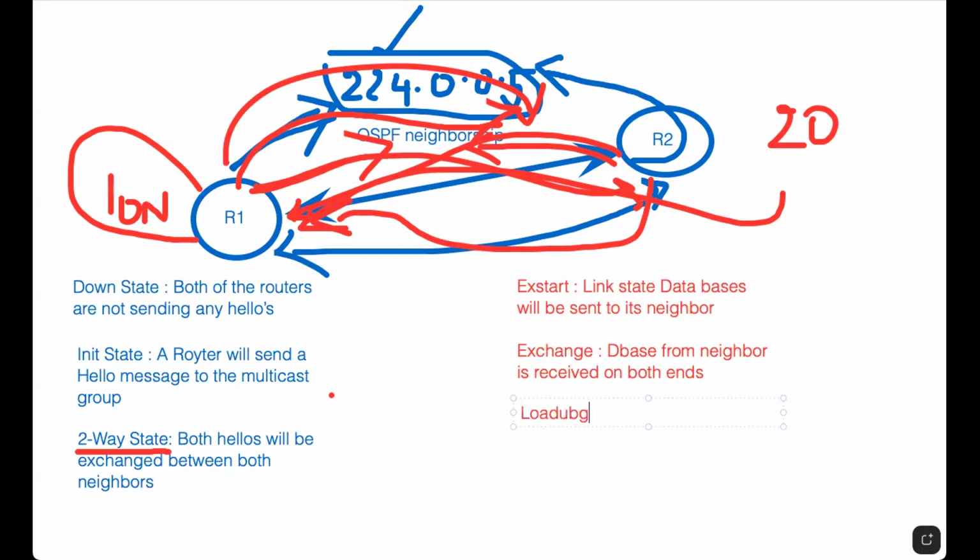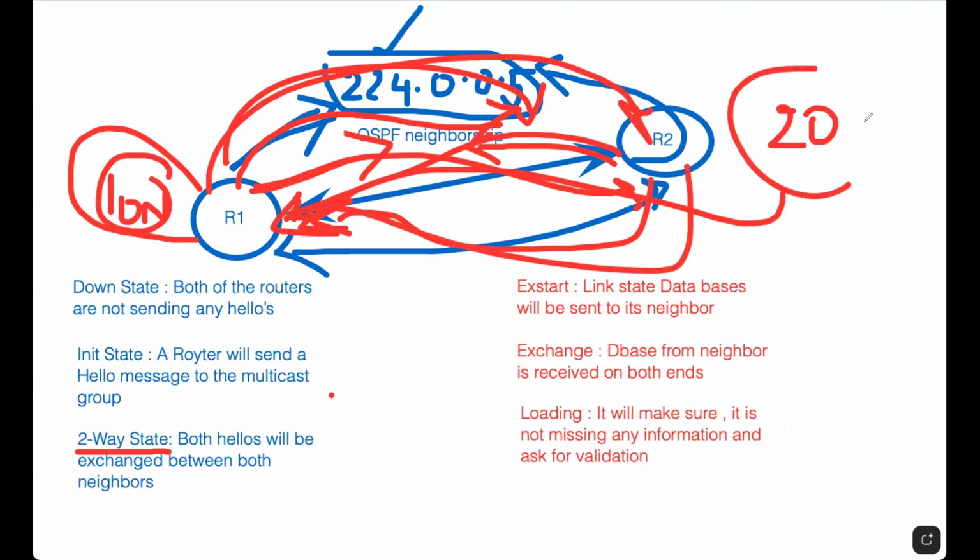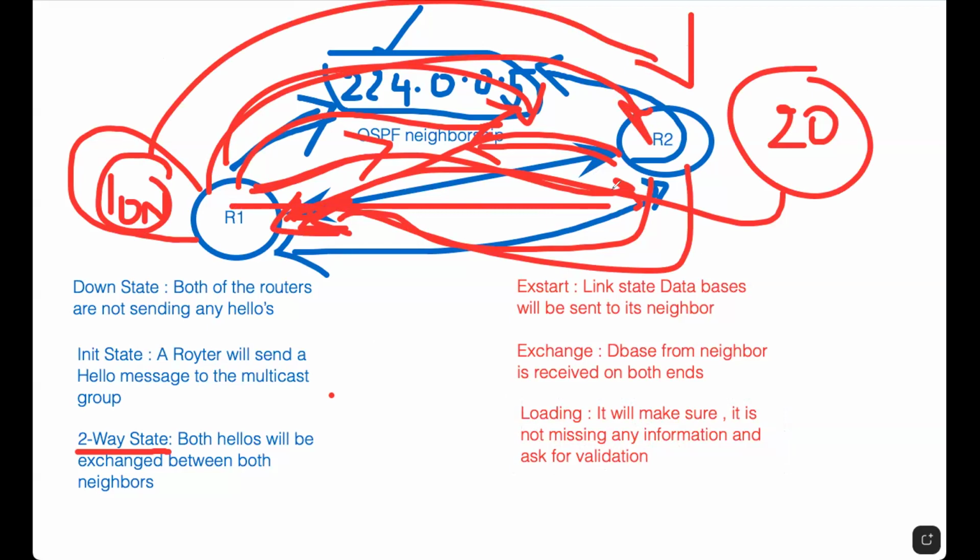Loading state. It will make sure it is not missing any information and ask for validation. So let's say R1 sends some information to R2 that it got 10 networks, and R2 will send information to R1 that it got 20 networks. So they will double check, make sure they're not missing anything. R1 will ask R2, do you have 20 networks? Is that correct? R2 will ask R1, do you have 10 networks? Is that correct? So they'll cross check and validate in the loading state.